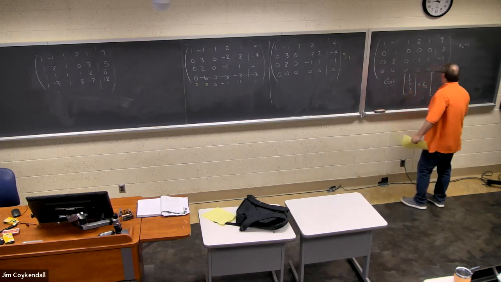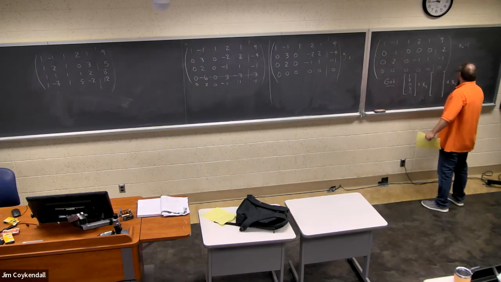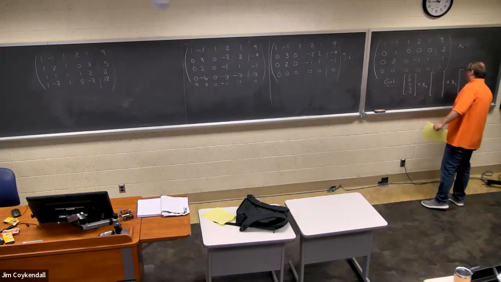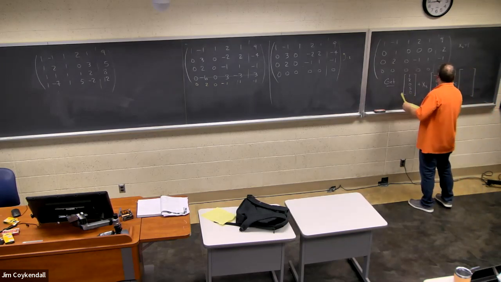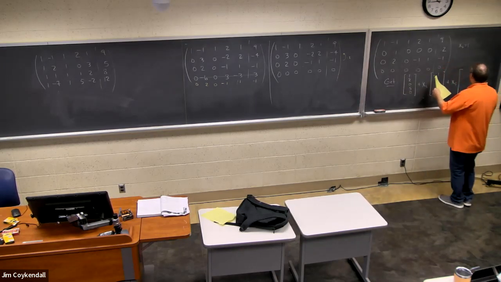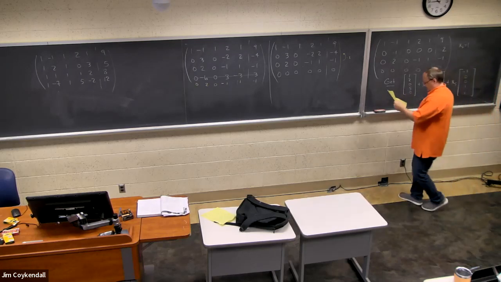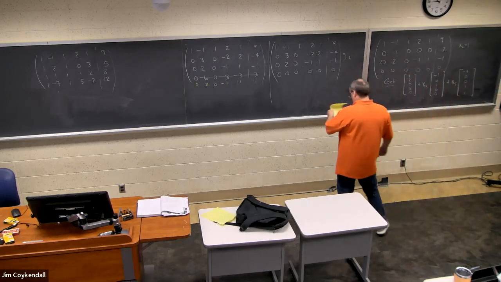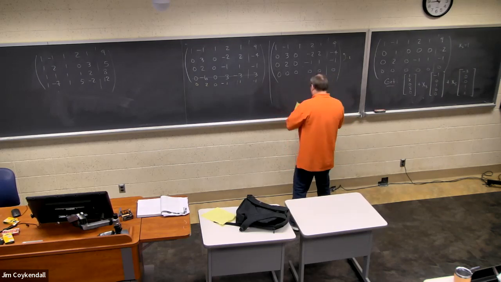In this case, I end up with 2 free variables. And the free variables are x3 and x5. And I get, minus 3, 0, 0, 1.